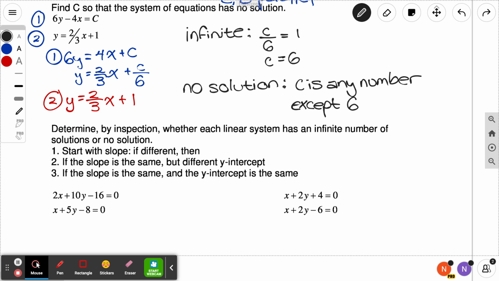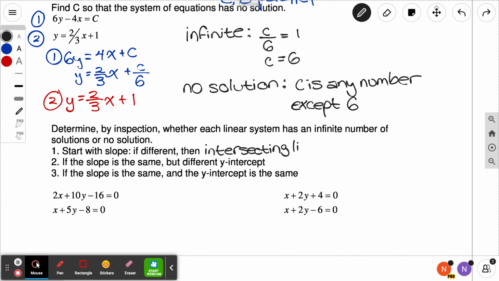Now let's take this last example as a chance to practice the skills we've gone over. So determine by looking at the equations whether each system has an infinite number of solutions or no solution. So you can do this one. Start with your slope. Check if they're different. If they are different, then we have intersecting lines and one solution.